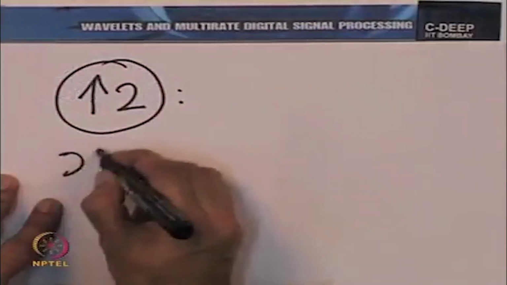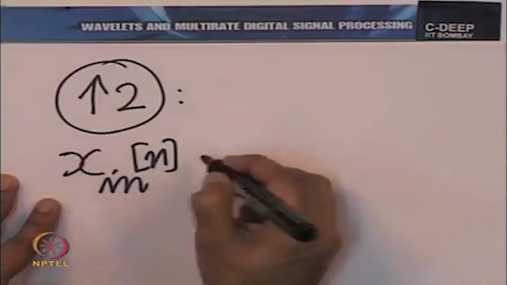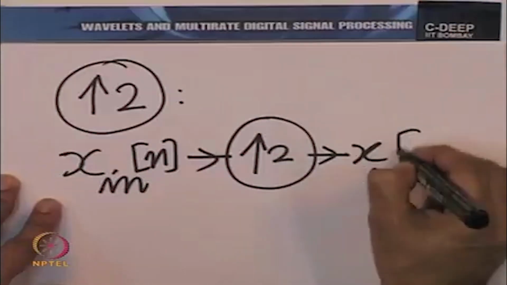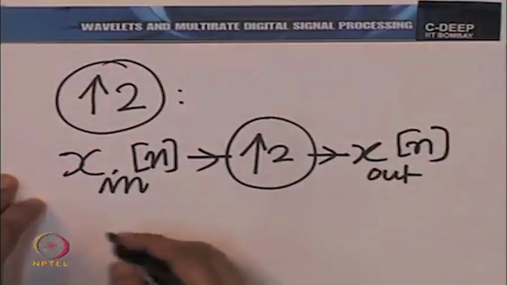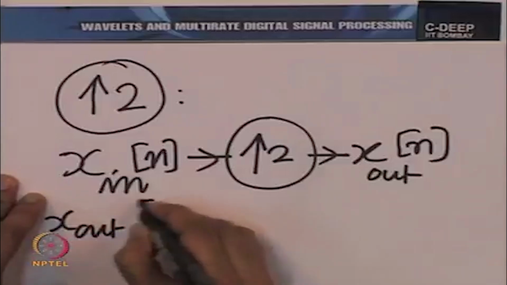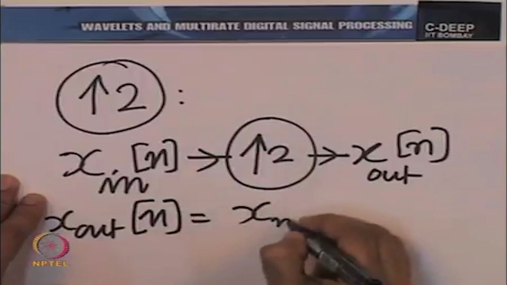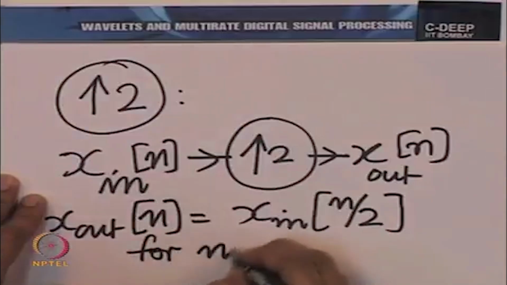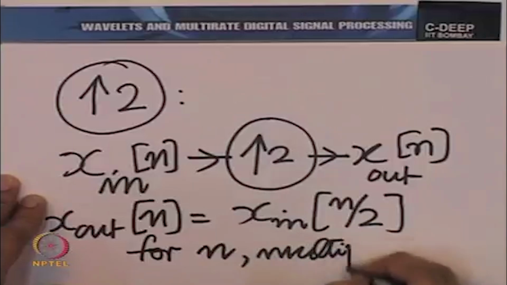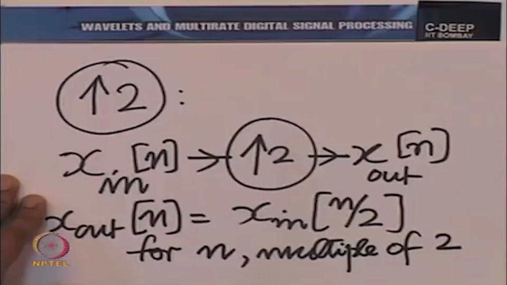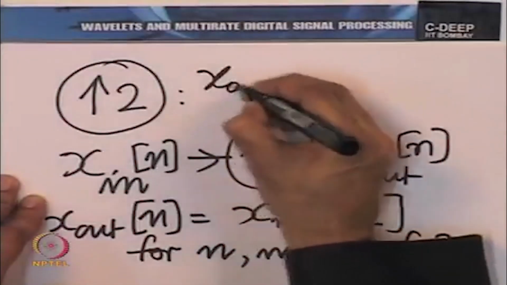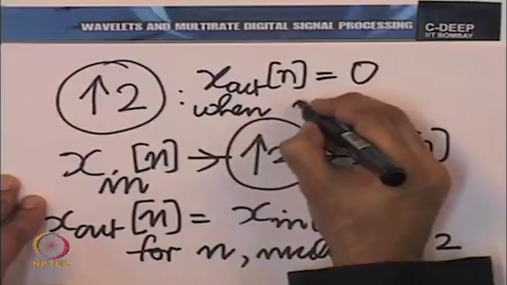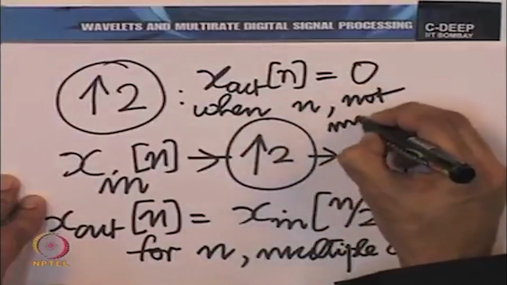So, if you have x_in as a function of n and you subject this to the action of up 2 to produce x_out as a function of n, then x_out of n shall be equal to x_in at n by 2 for n a multiple of 2, and 0 else, when n is not divisible by 2.